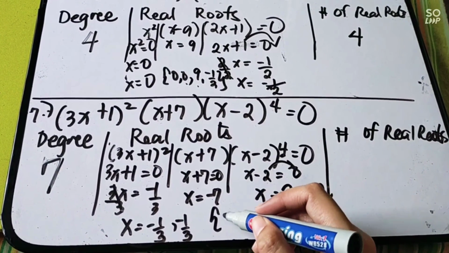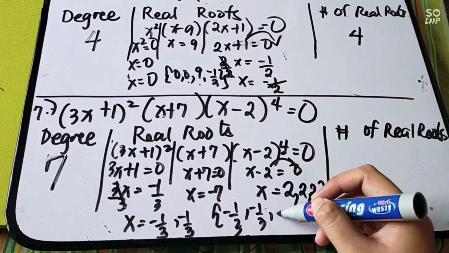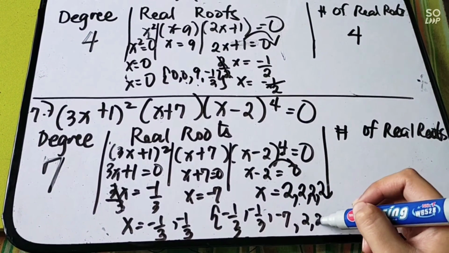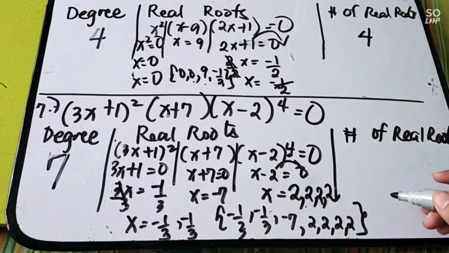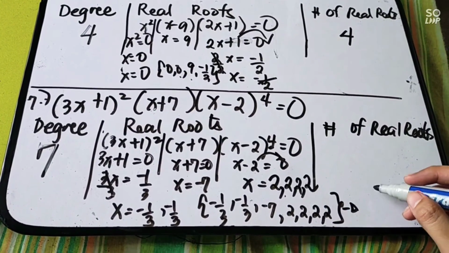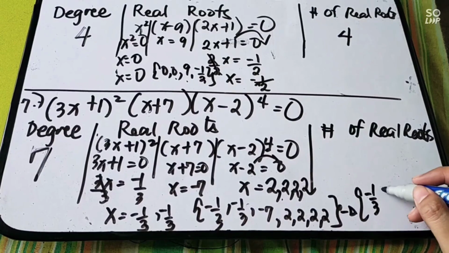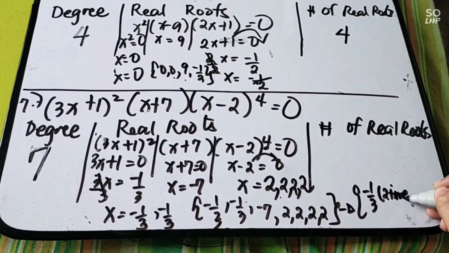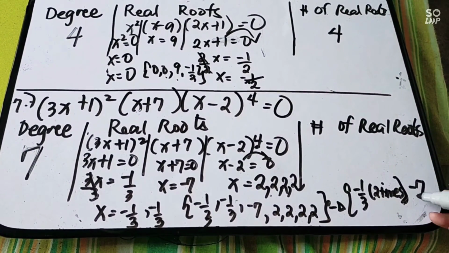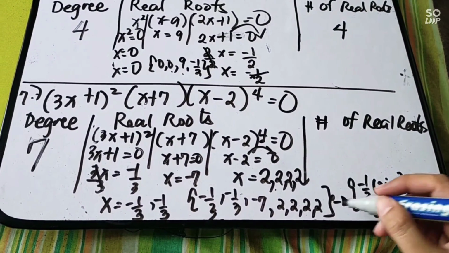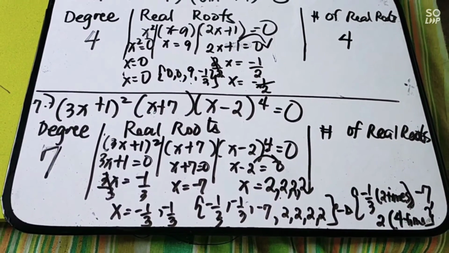So, we have here negative 1/3, negative 1/3. We have negative 7. 2, 2, 2, 2. Alright? Or, pwede mo rin yan gamitin. Yung katulad sa example sa modules, we have negative 1/3, which is 2 times. Ibig sabihin, dalawang beses na ulit. Then, negative 7. Then, we have 2. How many times? 4 times na naulit. Yan. Pwede mo rin isulat na ganyan.